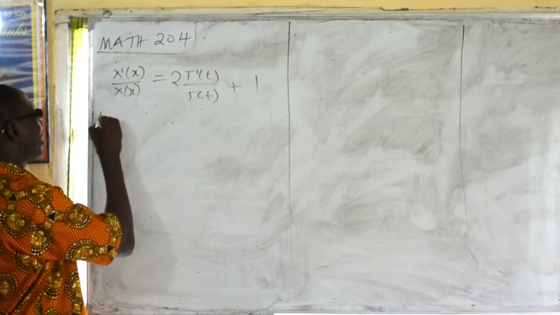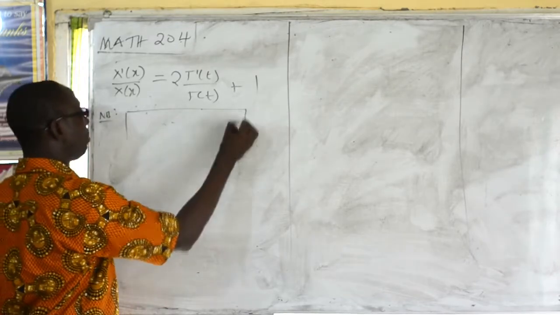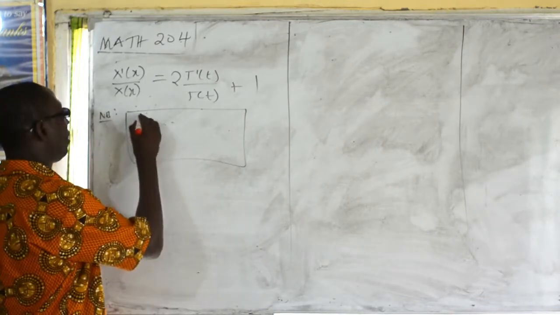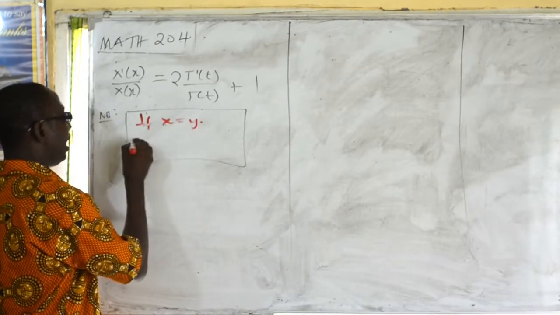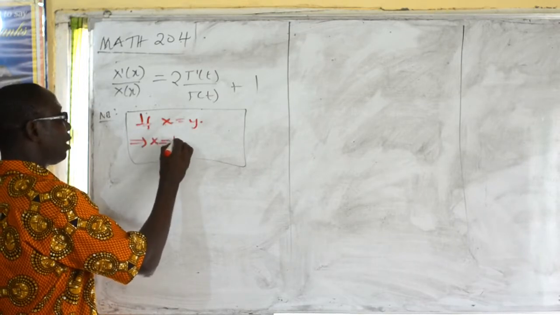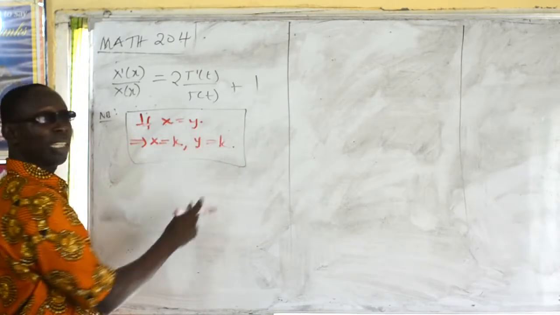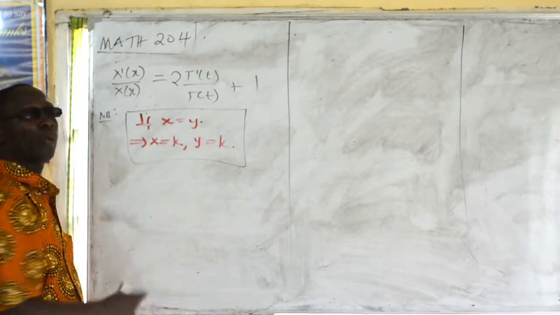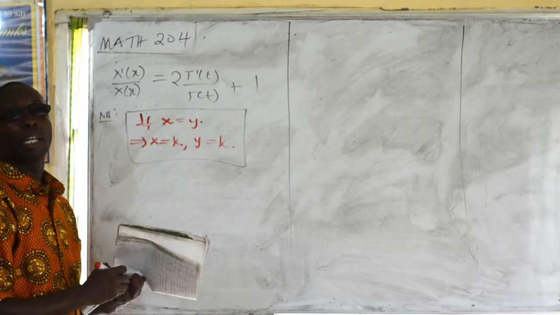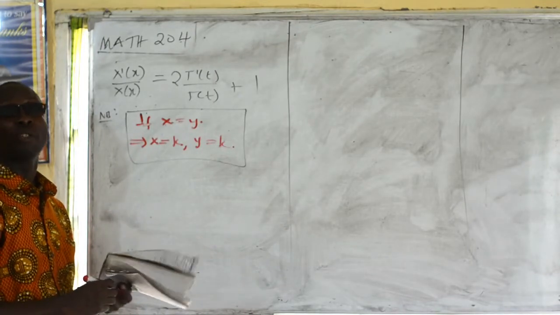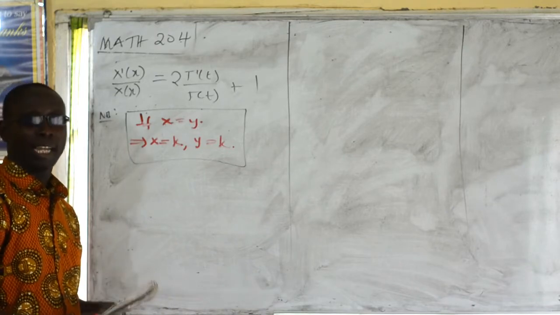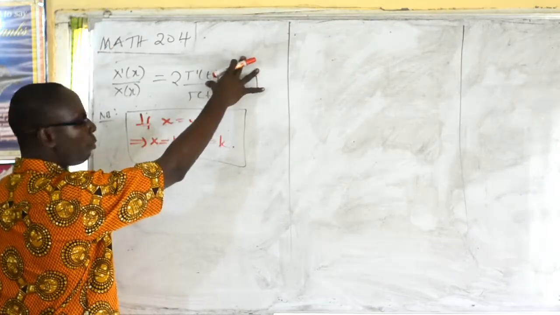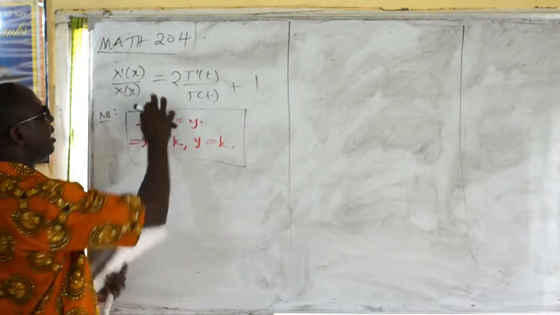Now look at something interesting in mathematics. I expect you to know it. If x is equal to y, then it implies that x is equal to a certain constant and y is equal to that same constant. The only way x will be equal to y is when x is equal to a fixed number, a constant. For example, when x is equal to 2, y is equal to 2, it's the same as x equal to y. So one variable is equal to another family of variable. So this statement is true.